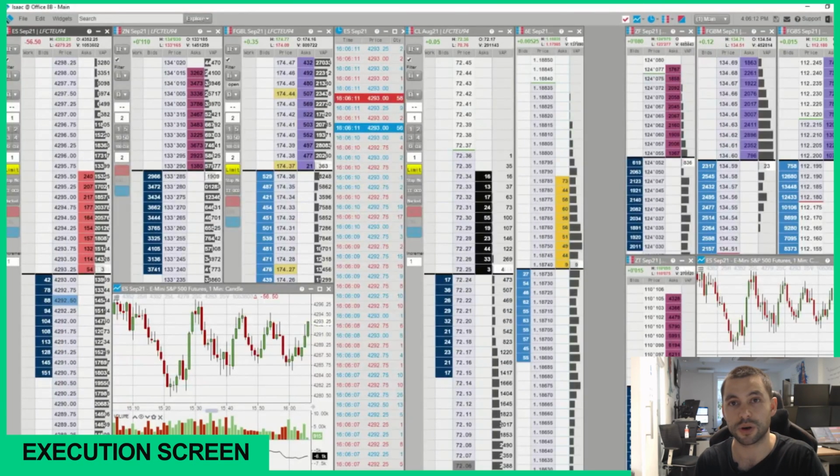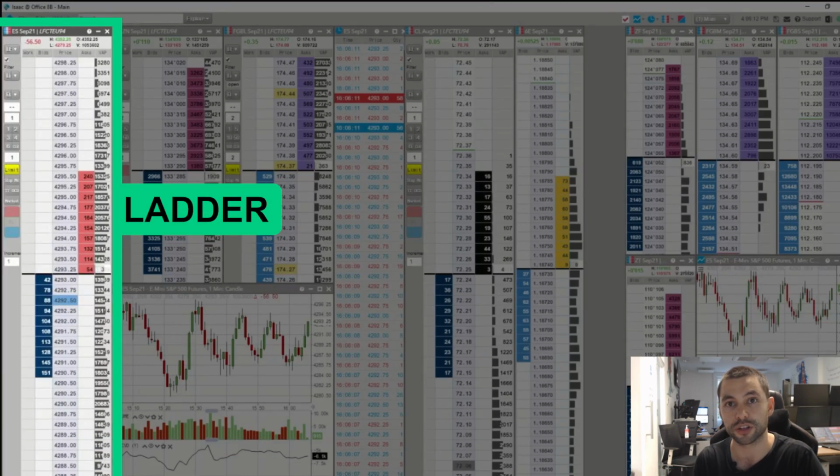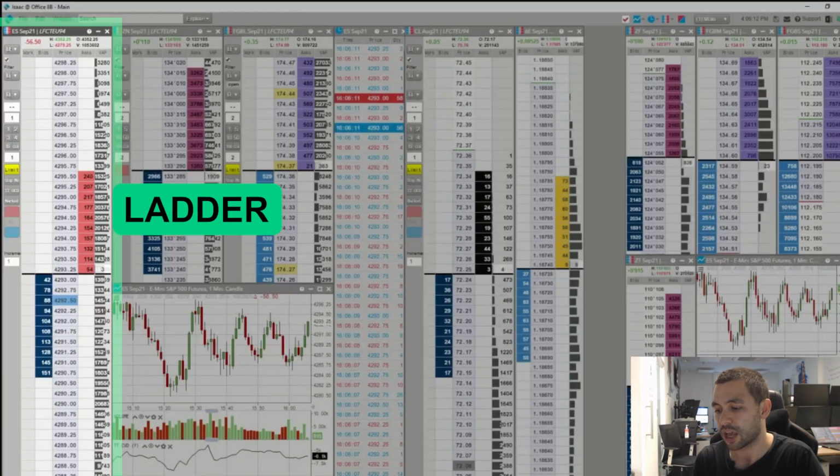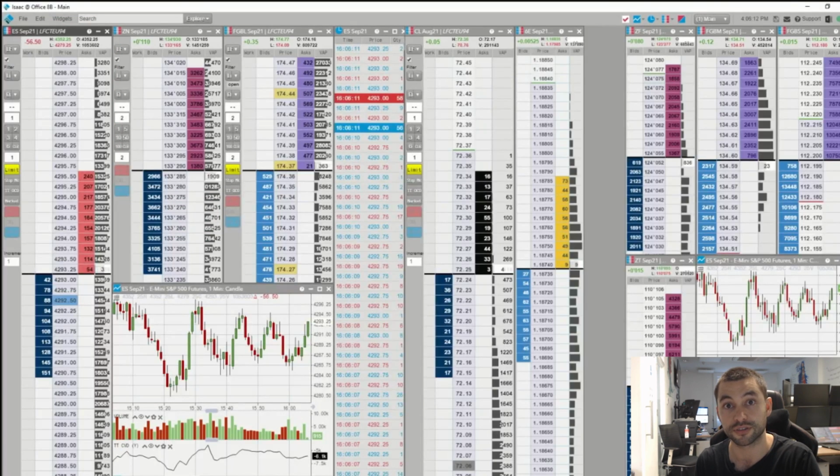Here we're looking at my execution screen. It doesn't usually look quite like this. I don't usually look at the tape because I can see it on the ladder, which I think is a richer way to view this information. However, I've included it here just for this demonstration.